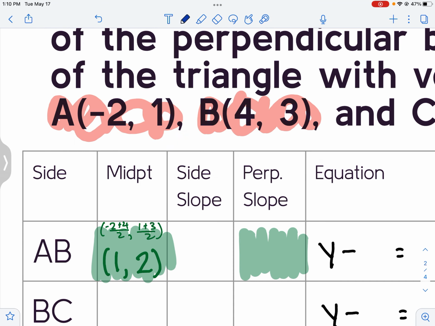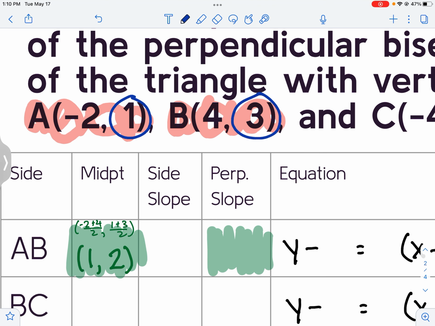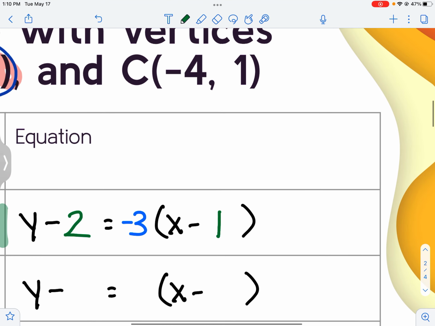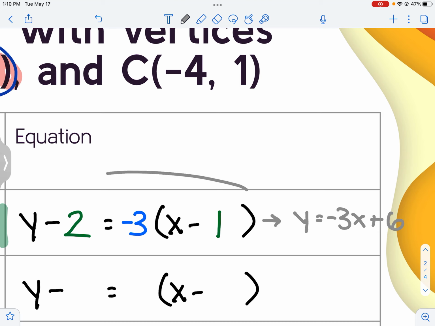Then I'm going to figure out the slope of that side. From 1 to 3, my change in y was 2. From -2 to 4, my change in x was 6. I need to use the negative reciprocal of 1/3, which is -3. I'm going to plug all of that into my point slope form. If I want to rewrite this equation, I can go ahead and do that. I could rewrite this as y equals, distribute that -3, add the 2, and I get 6. But I can also leave it just like this.